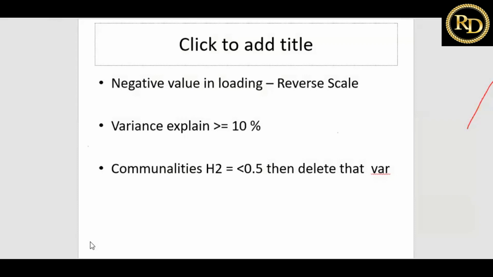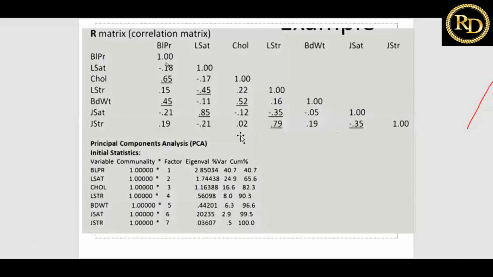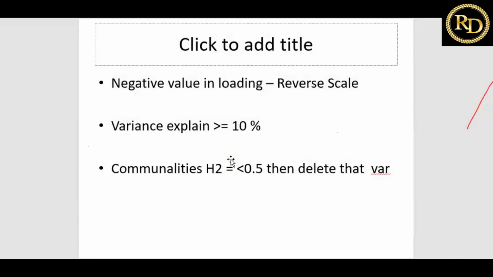If any negative value is coming in your loading, it is called a reverse scale. And variance explained: whatever variance is explained in your data should be greater than or equal to 10%. For example, in the last one, you can see this is the variance explained. Whatever is more than 10%, that is your considerable value. Okay, so this is the variance.